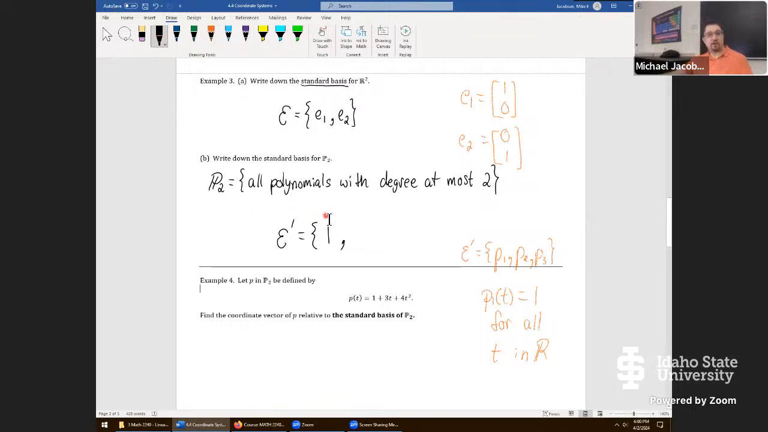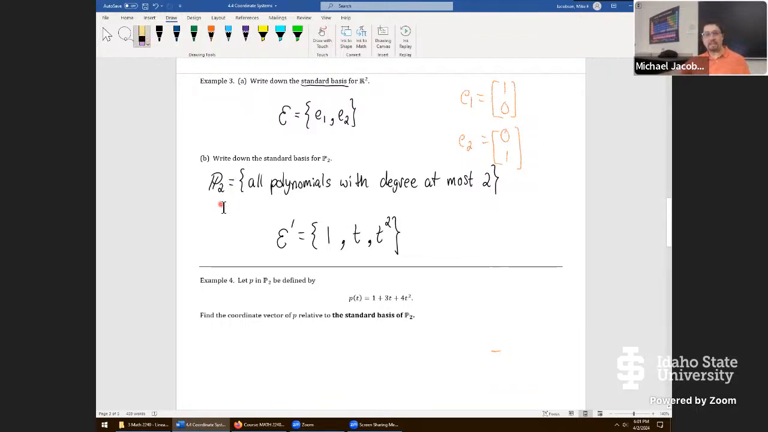So that takes care of all the constant functions. Next is the linear functions. And if you put this in and do any combination of 1 times a scalar and t times a scalar, now you have all the linear functions, and then go off to t squared. Now you can build up any quadratic, and we stop right here because the degree was at most 2. So that's how we would typically write down a standard basis for P2.